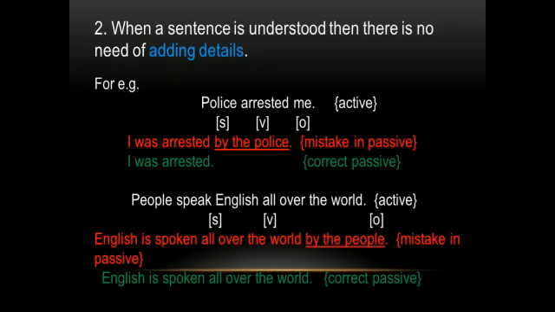If it is a specific language we are talking about, then of course we can include it, because that would be limited to a particular country or a region or so, right? There we can use, of course, the specific person or people mentioned. But otherwise, if it is a general statement like this, English is spoken all over the world by the people, then by the people can be omitted. Okay.